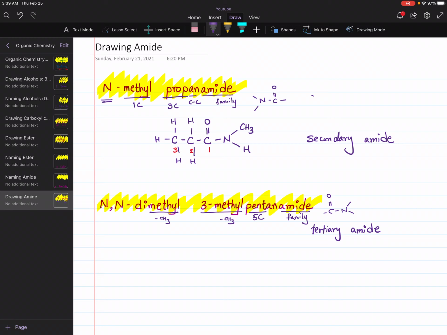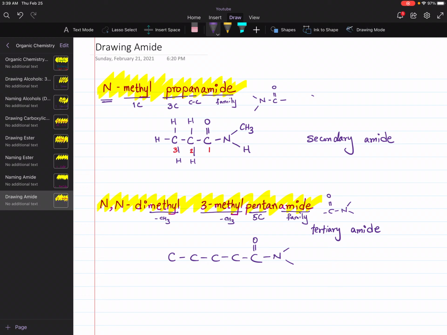So let's try to draw the main chain first. Pentanamide, that pent means 5 carbons. So 1, 2, 3, 4, and 5. And on the fifth carbon, we will have the double bond to the oxygen and the nitrogen. So this is carbon number 1 now, and we have the spot ready for the nitrogen to attach to. And that is our component pentanamide.